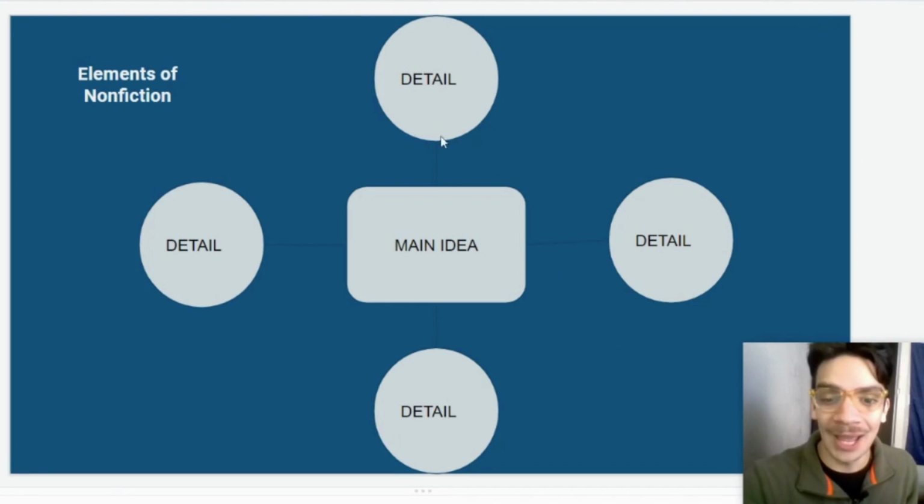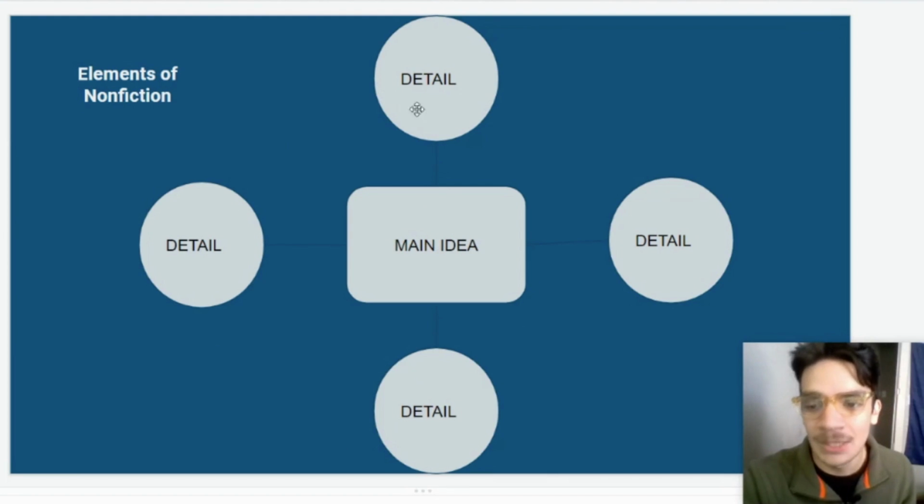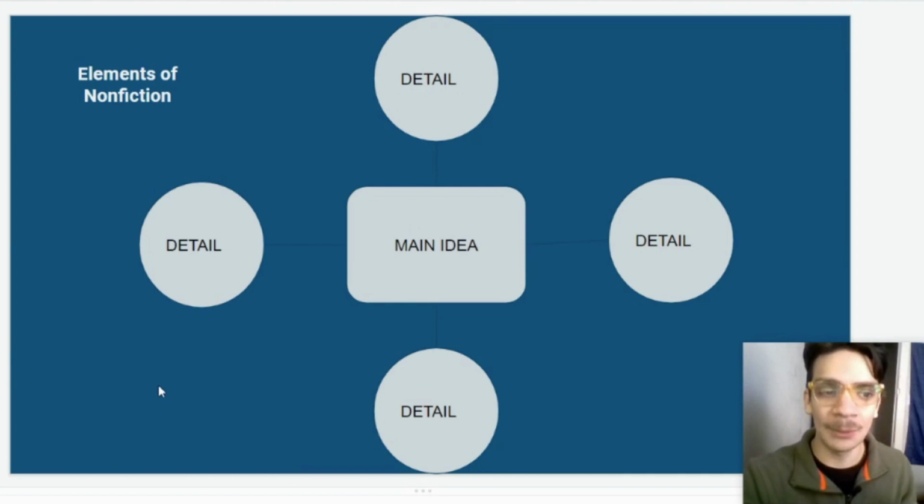So you'll have a couple of these in your printouts that are blank, main idea with details. This one is for you to take notes on right here, just so you understand that the main idea goes in the middle and the details go on the edges, just like we did earlier. And we're going to practice now with some texts.